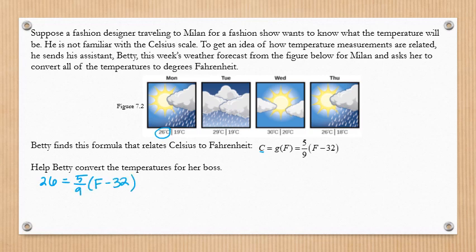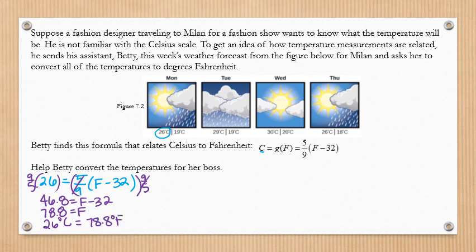In order to get the Fahrenheit by itself, the first thing I need to do is multiply both sides by 9/5, which is the same thing as dividing by 5/9. And I get 46.8 equals F minus 32. So now to get the Fahrenheit by itself, add 32 to both sides, and we get 78.8 equals F. So this means that 26 degrees Celsius is equivalent to 78.8 degrees Fahrenheit.